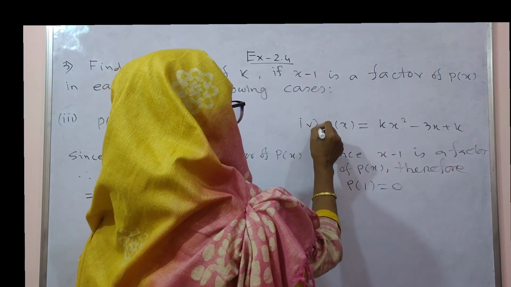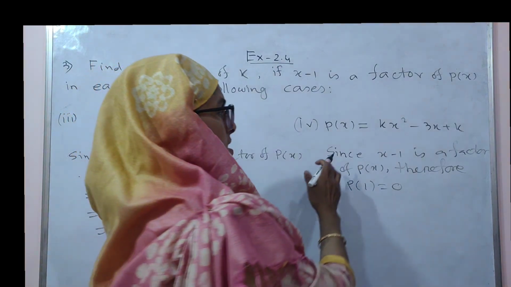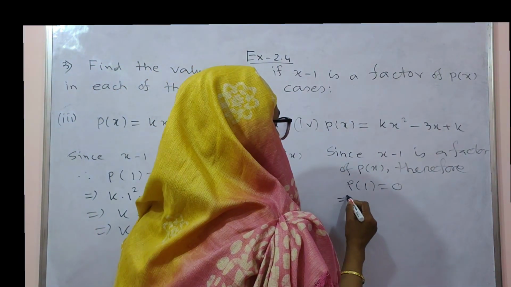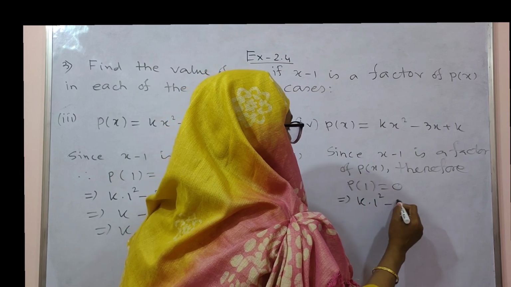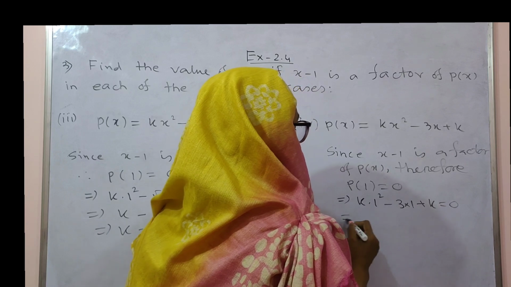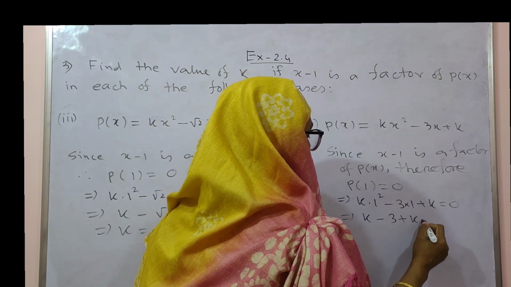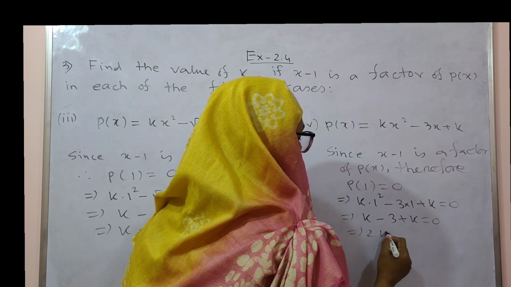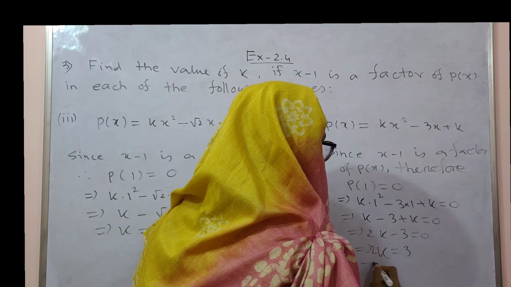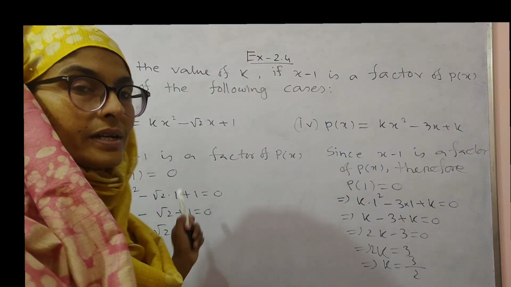Here, number 4, p(x) equals kx square minus 3x plus k. Since x minus 1 is a factor of p(x), therefore p(1) equals 0, or you can write k into 1 square minus 3 into 1 plus k equals 0. Or k into 1 square means k, minus 3 plus k equals 0, or 2k minus 3 equals 0, or you can write 2k equals 3, or k equals 3 by 2. This is the value of k. You can write the notes.